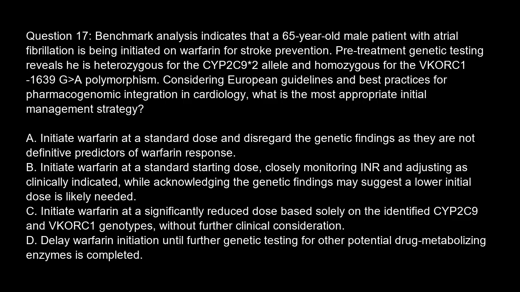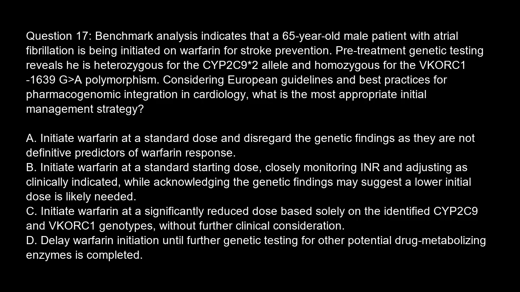Question 17. Benchmark analysis indicates that a 65-year-old male patient with atrial fibrillation is being initiated on warfarin for stroke prevention. Pre-treatment genetic testing reveals he is heterozygous for the CYP2C9*2 allele and homozygous for the VKORC1 -1639G polymorphism. Considering European guidelines and best practices for pharmacogenomic integration in cardiology, what is the most appropriate initial management strategy?